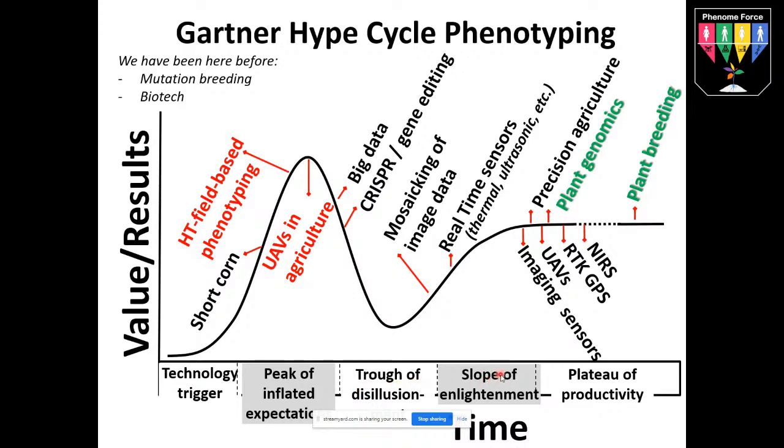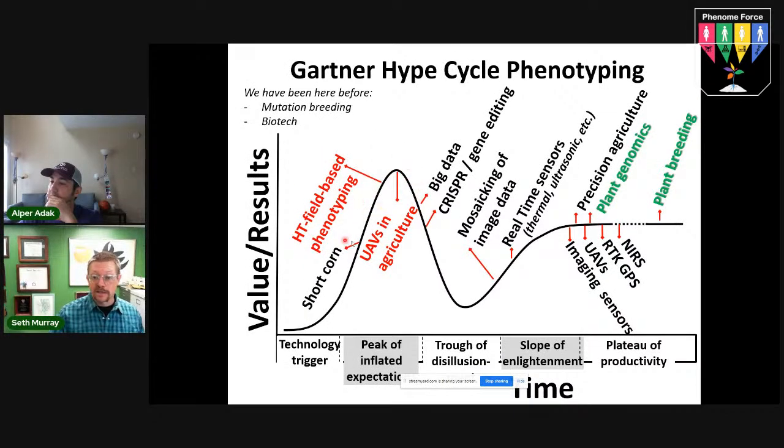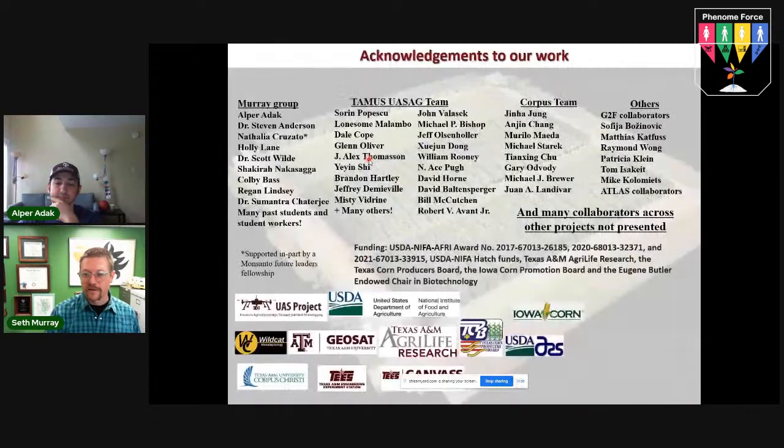But then, meanwhile, people keep plugging along. So then there's the slope of enlightenment, and eventually they become productive technologies. So I'd just like to remind everybody that high throughput field-based phenotyping and UAVs in agriculture are probably still in this region. We're probably really excited about them, but we haven't found all the limitations quite yet. Okay, so this is not going to solve all of our problems. We're going to find more errors.